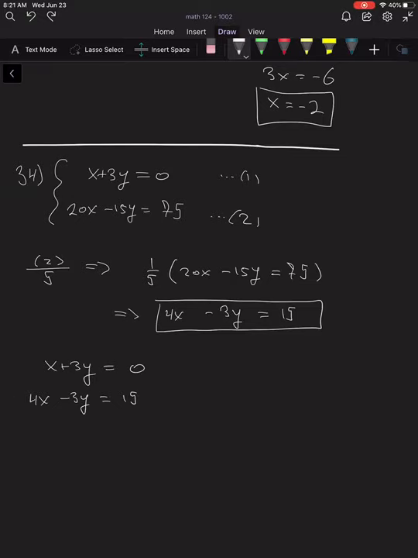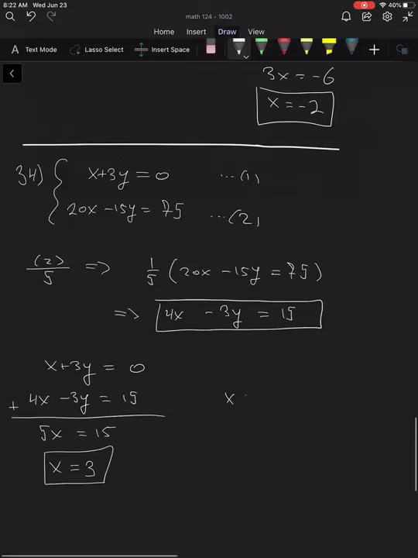So now if we add these equations together, we're going to get 5x, the y's cancel, equal to 15, which tells us that x is equal to 3. Now we can choose any of the equations to plug x equals 3 into, and let's just take the top equation number 1, x plus 3y is equal to 0. Plug x to be 3 in here, we're going to get 3 plus 3y is equal to 0. So 3y is equal to -3, and then y is equal to -1.